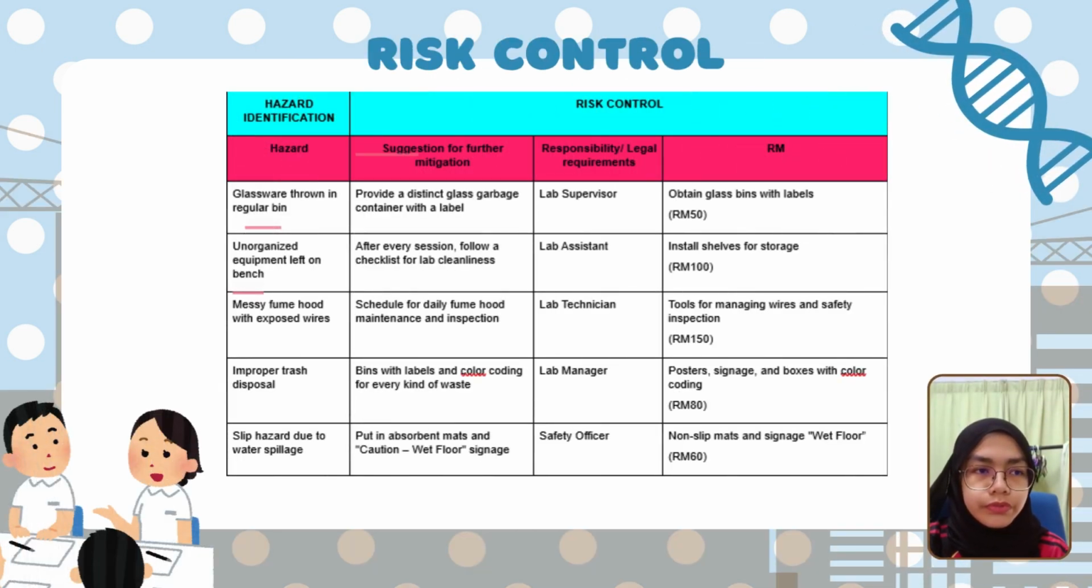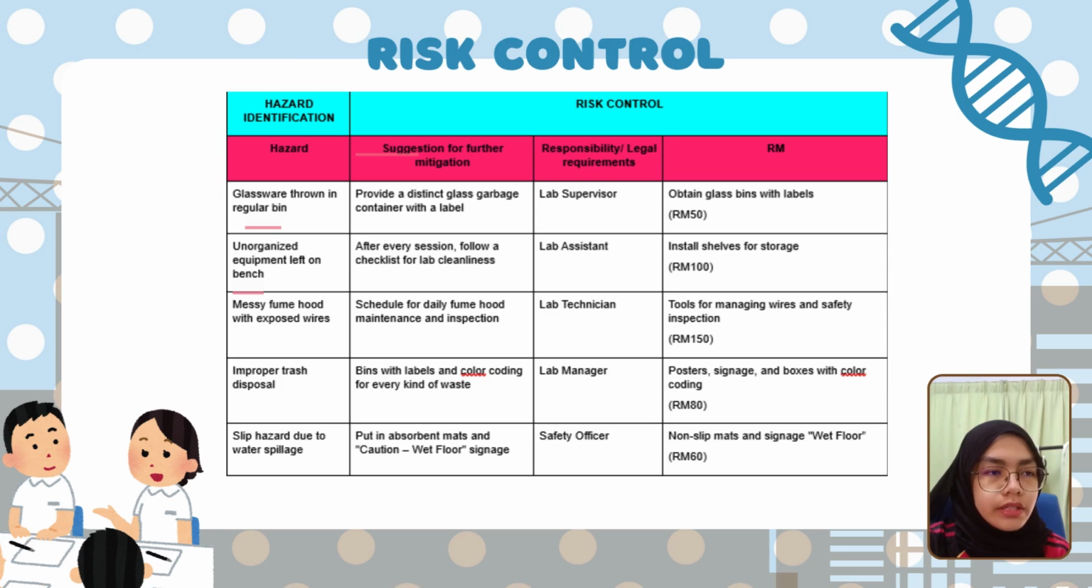According to the first hazard, which is glassware thrown in a regular bin, to guarantee safe disposal, the lab should have a special container for broken glass or sharps. This container needs to be properly labeled and resistant to puncture. Next is the unorganized equipment left on the lab bench, for which routine inspection must be carried out, like maintaining order and minimizing clutter on the work surface.